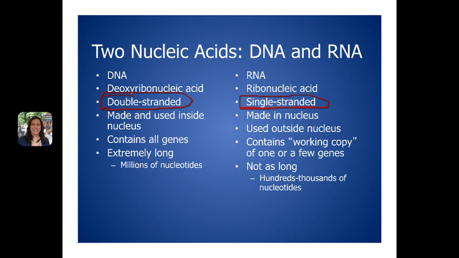Both DNA and RNA are made inside the cellular nucleus, but DNA stays in the nucleus, so it's made in the nucleus and it's used there as well, while RNA is going to be made in the nucleus and then it's going to be transported to the cytoplasm and used in the cytoplasm. DNA contains all of our genes. You can almost compare it to a reference encyclopedia that has all the information that is necessary to make a new cell. RNA contains a working copy of one or a few genes.